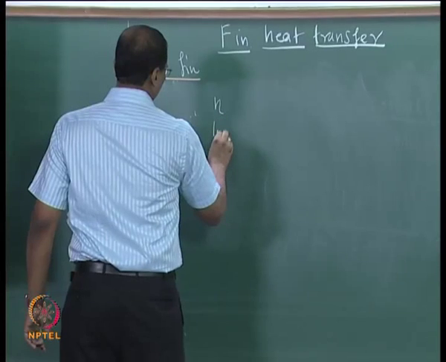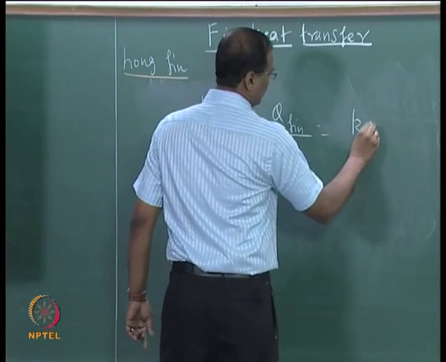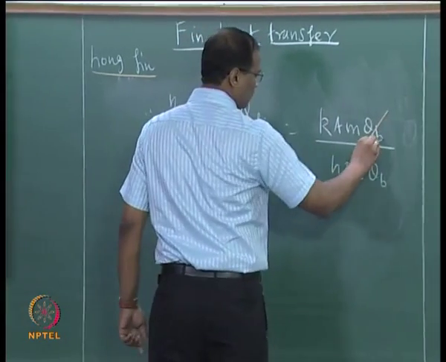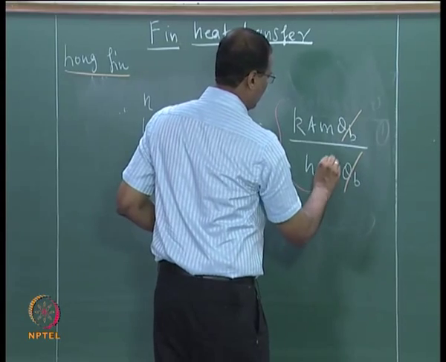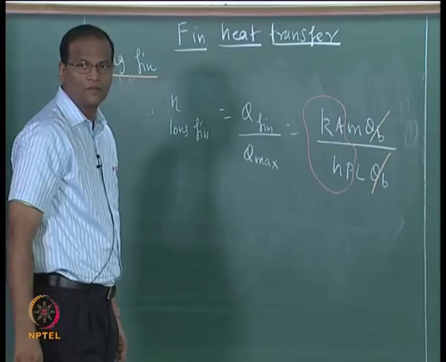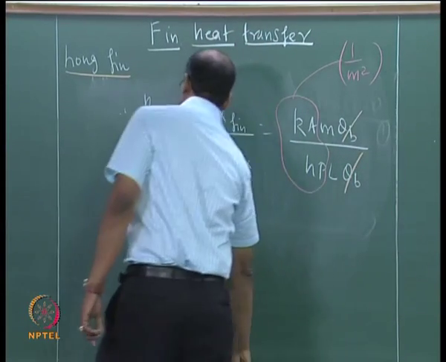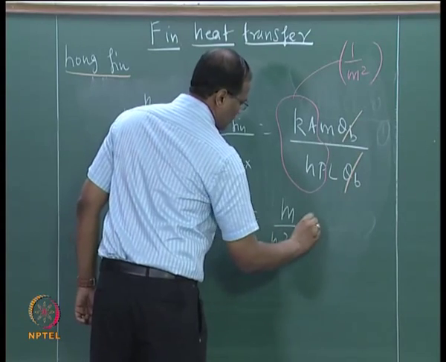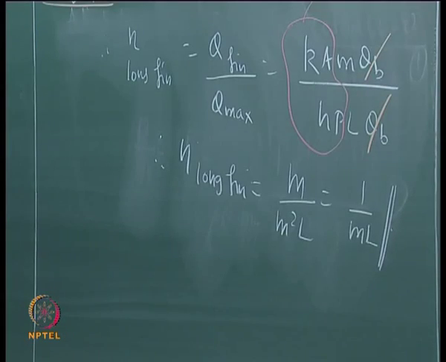Therefore, what is this, 1 by m square. As expected, the efficiency of the fin will decrease as the length of the fin increases because eta is 1 by ml, right.